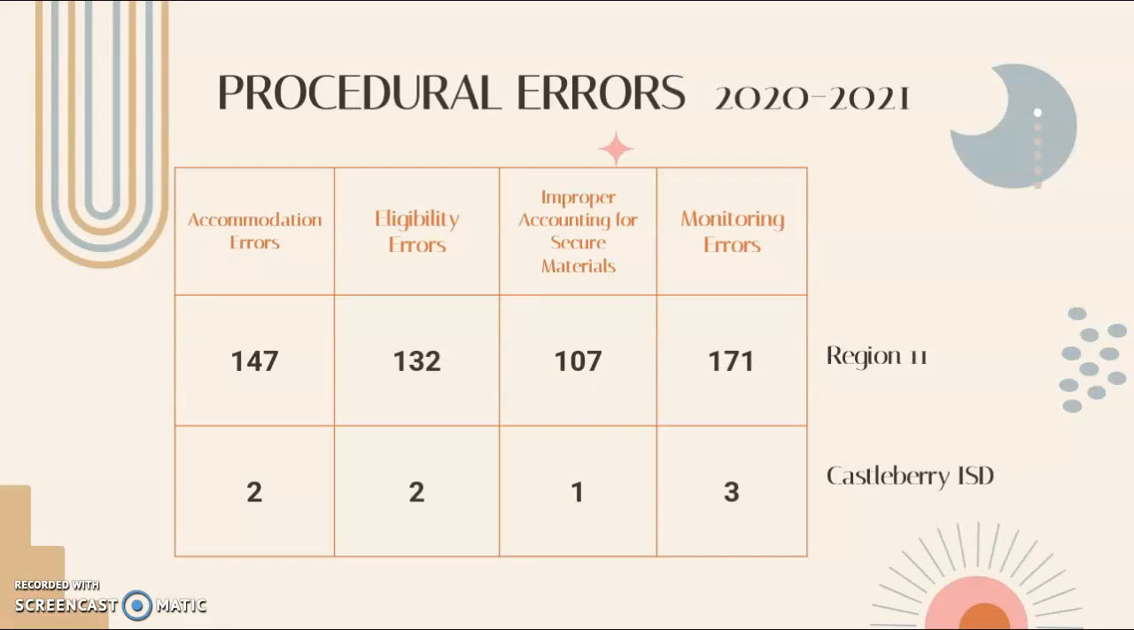This chart shows us the types and number of procedural errors in Region 11 last school year, 2020-2021. The bottom row shows the number of irregularities in CISD last year. This is unusually high compared to previous years. Therefore, it is extremely important to ensure students and staff understand the serious nature of state assessments while maintaining security and following procedures.